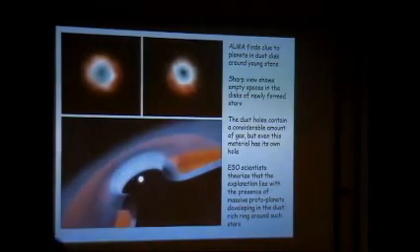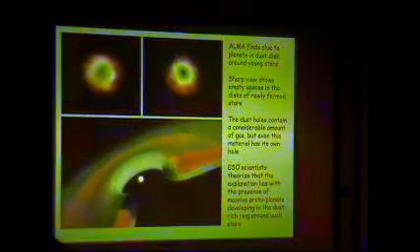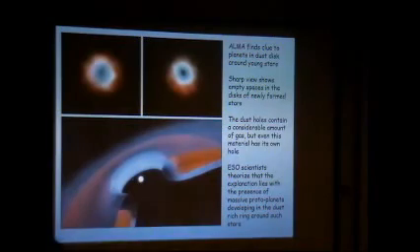This was taken when the ALMA telescope array was only about a third of its current size, and it's nearing completion now. So you can imagine what you might be able to see in these with 10 times the resolution you have here.